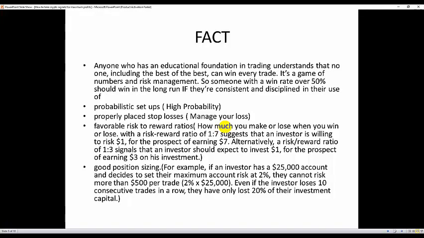Whether you are taking someone else's trade or your own trade, you need to be extremely careful about this. You need to put this into your trade setup. So the first one is probabilistic setups. When you're taking a trade, make sure that there is high probability that it will go in your favor. Now, how do you know this?